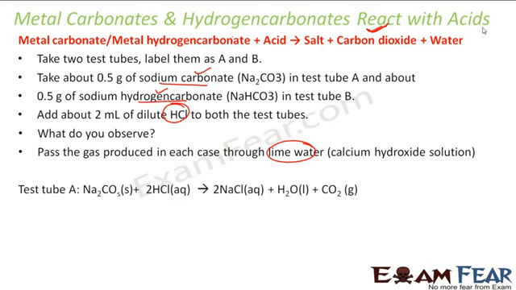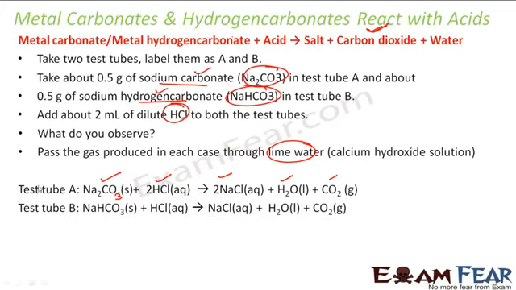Correct? So the reaction in test tube A: we have sodium carbonate, Na2CO3, solid, plus HCl gives NaCl plus water plus carbon dioxide. For test tube B, we have sodium hydrogen carbonate plus HCl gives NaCl plus H2O plus CO2. First you write all this and then you can do the balancing of the equation as we have done in the first chapter. We'll learn how to balance the chemical reaction. With balancing, we find that sodium carbonate needs 2 HCl to give NaCl and water and carbon dioxide, and sodium hydrogen carbonate needs 1 HCl.